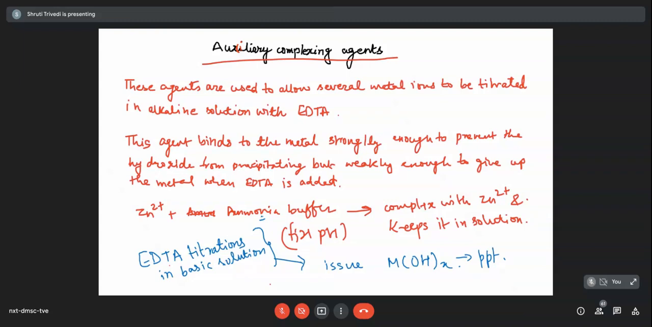But you should remember that the formation constant, again, I repeat, the formation constant of metal. So you have two things. You have metal, right? And here you have auxiliary agent.